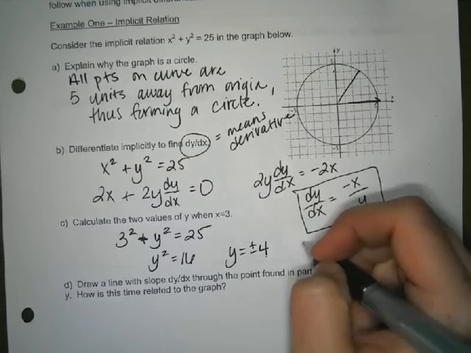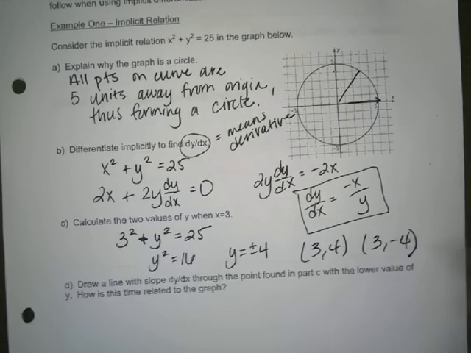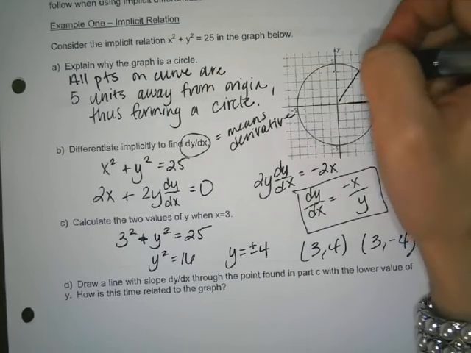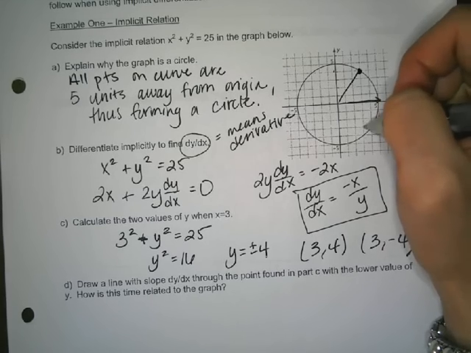So this is, again, why this is not a function, because when you plug in 3, you get two different values. So let's go ahead and mark those. 3, 4, and 3, negative 4.